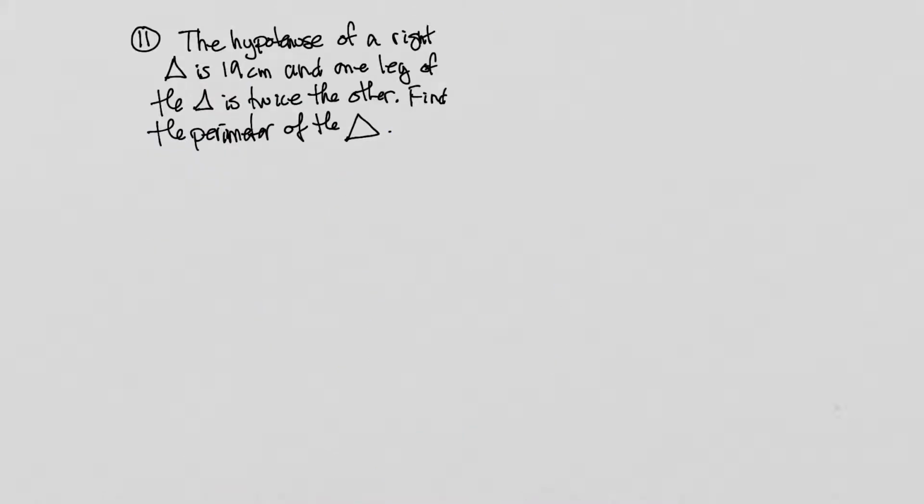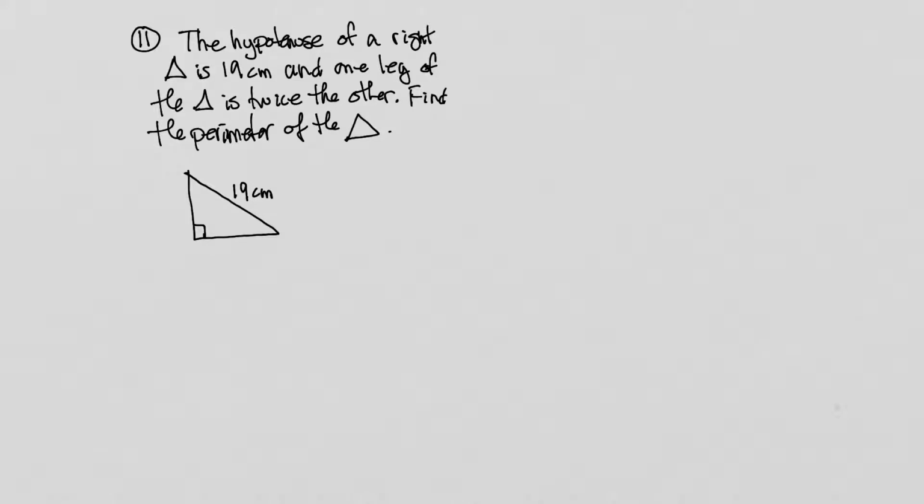So let's read through this here. Here's what we have. The hypotenuse of a right triangle. So we've got a right triangle. First up, let's just draw a right triangle. So here's a right triangle. Just any right triangle will do. And we're given that the hypotenuse is 19 centimeters. Then we're given that one leg is twice the other. Okay, one leg is twice as long as the other.